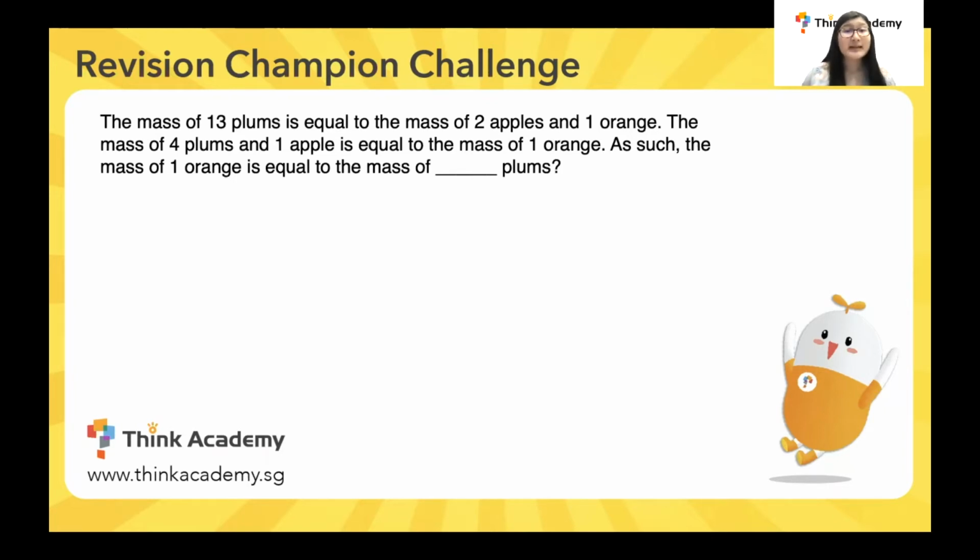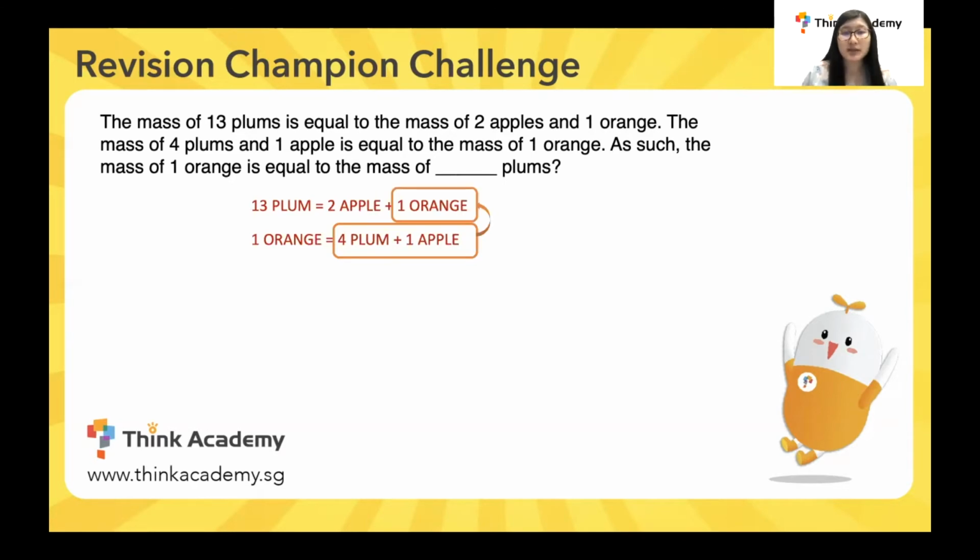So first of all, let's list out the 2 conditions that are given in the question. We know that 13 plums is equal to 2 apples and 1 orange. And from the second statement, we know that 1 orange is equal to 4 plums and 1 apple. So from here, we see that the words 1 orange appears in both the first and the second equation. And so we can take 4 plums and 1 apple and substitute it into the 1 orange that appeared previously.